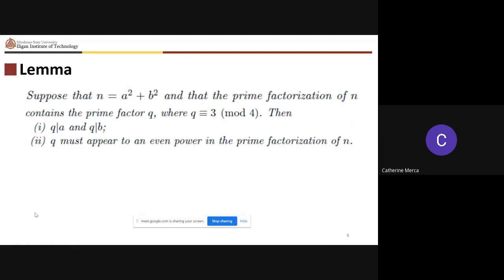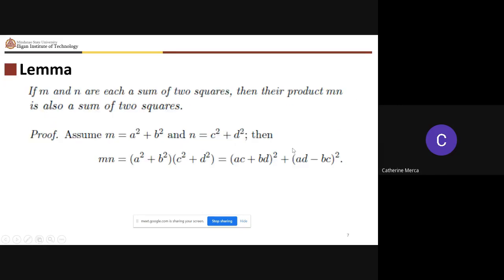So we have a lemma here. Suppose that n equals a squared plus b squared and that the prime factorization of n contains the prime factor q, where q is congruent to 3 modulo 4. Then q divides a and q divides b, and q must appear to an even power in the prime factorization of n.